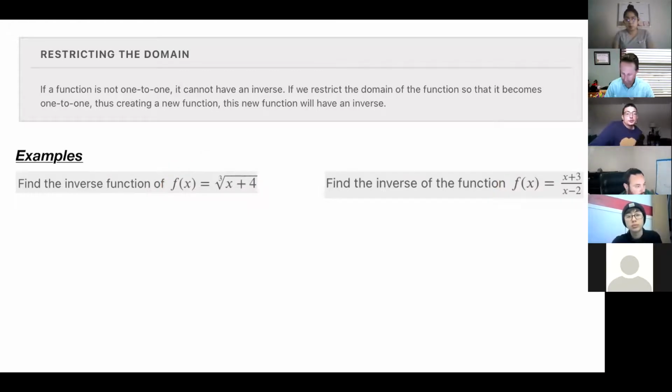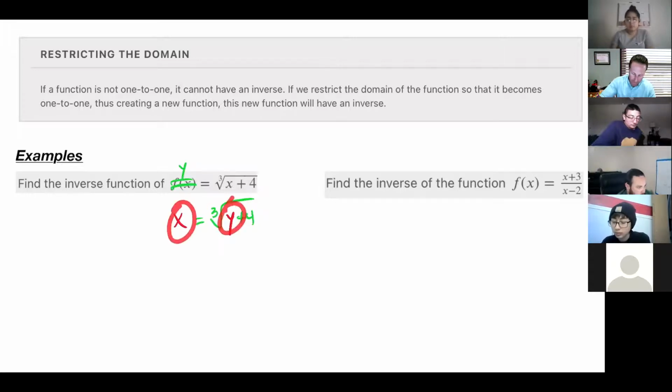For the first one, do we just cube it? Or, I mean, square it? So remember, first step, make it a y. Second step, switch your x and your y. So now it's going to be x equals the cube root of y plus 4. But remember, we always like it to be f of x or y equals. So when we switched the x and the y places, now we want to solve for that new y. Very good, Ricky.